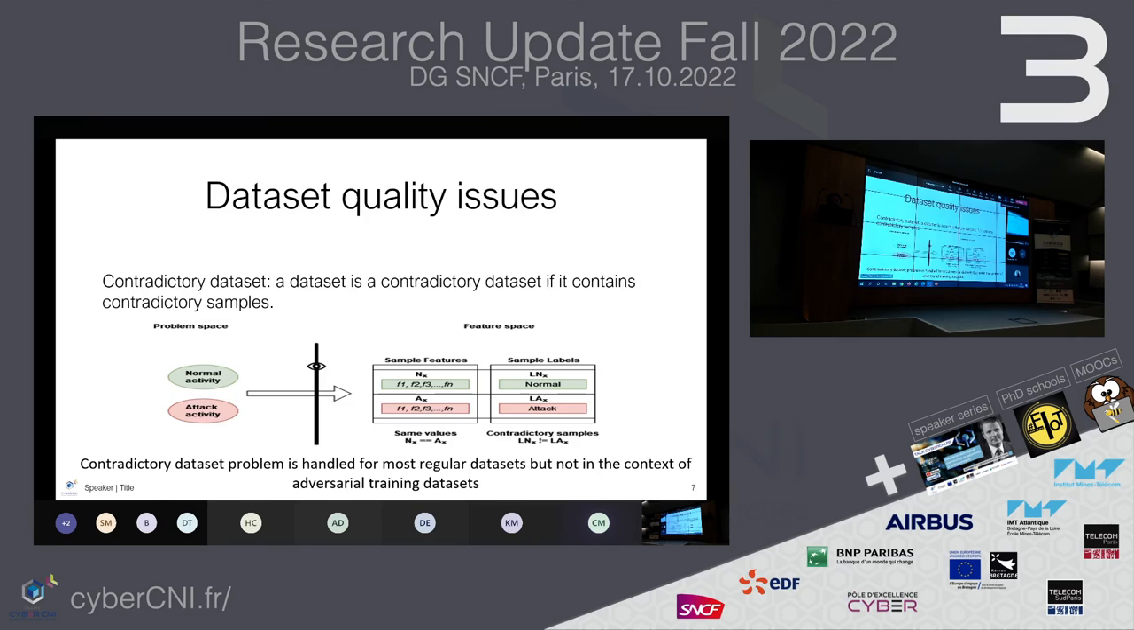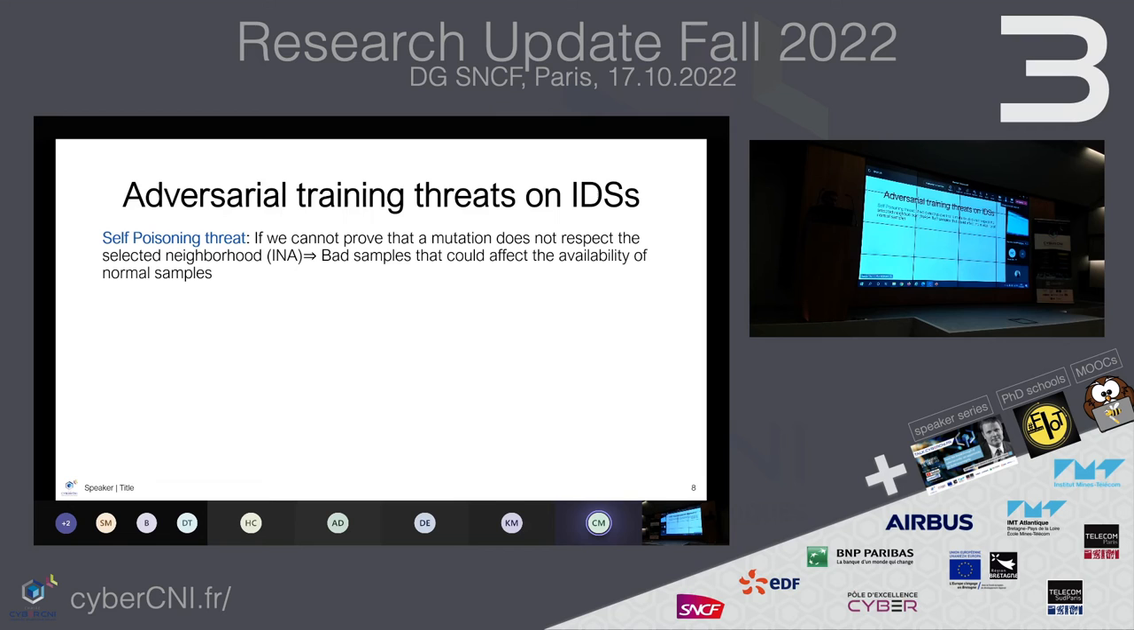So based on that, we define several threats. The first is the self-poisoning threat, where the attacker or the defender doesn't know about the neighborhood, so they don't define it. They apply the change or the generator on all the features. The result is bad samples that could affect the availability of normal samples, because we could end up with normal features in the adversarial training data set labeled as an attack.